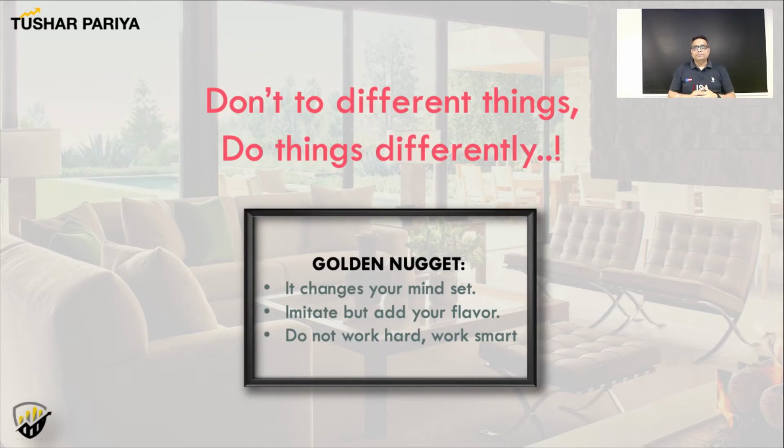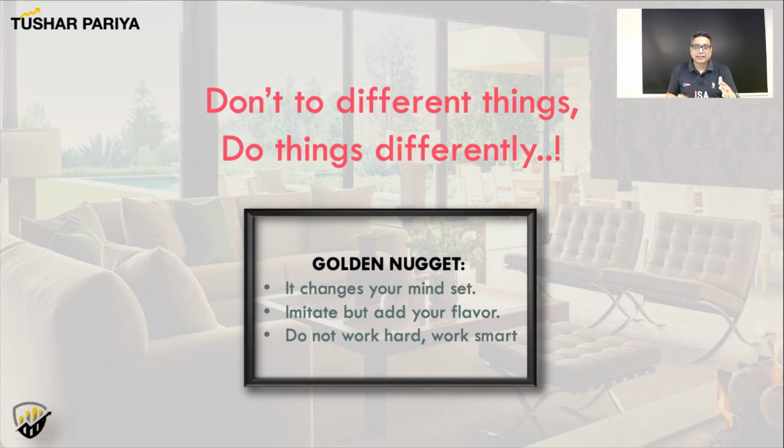So moving further, very simple thing. There is a golden nugget to it: don't do different things. You don't have to do different things; you just need to do things differently. Once you want to imitate something, you take that inspiration and do it in your style. Every one of us is unique. We have our own style, and we can do it in our own style. So just take the inspiration and build it your way.